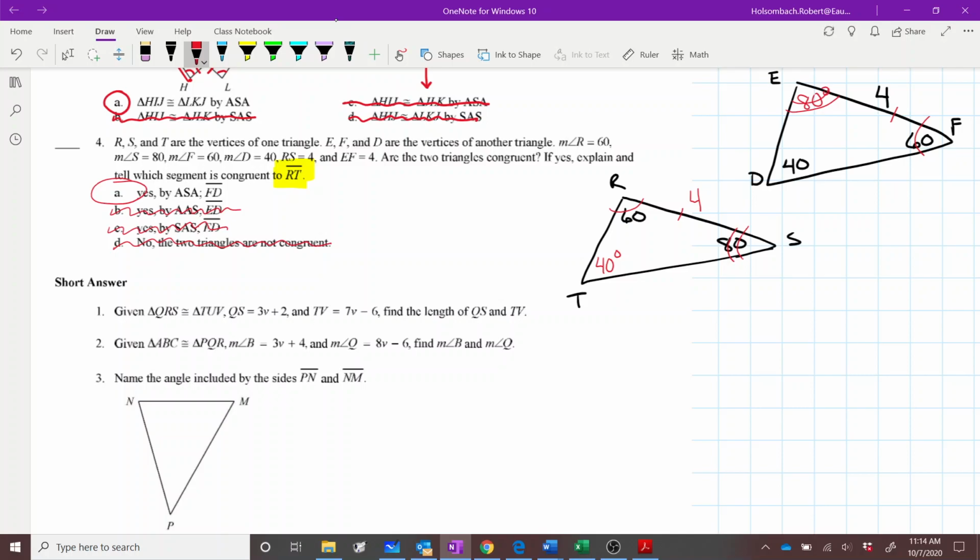Which segment is congruent to RT? RT is the side that touches the 60 and the 40. So the side that touches the 60 and the 40 is FD.